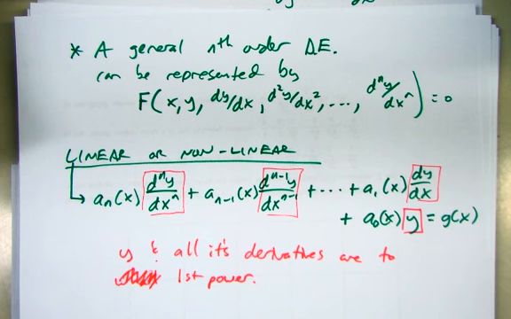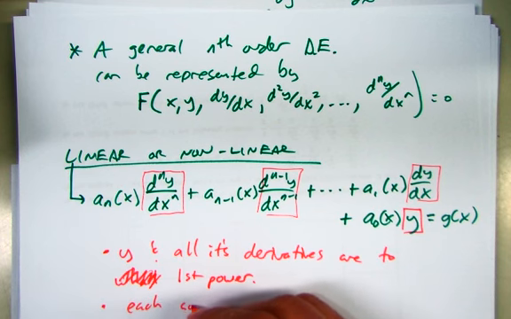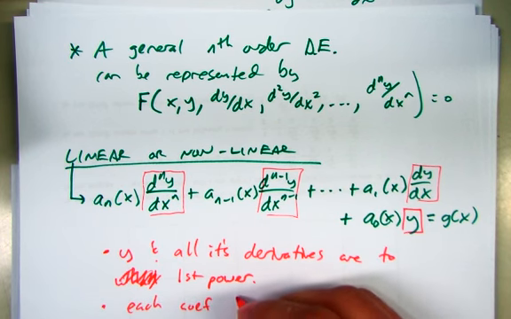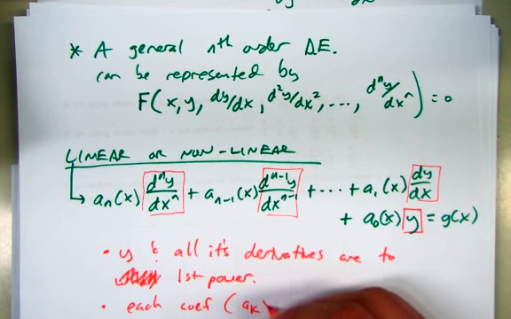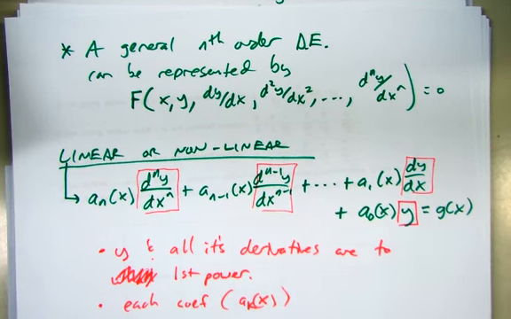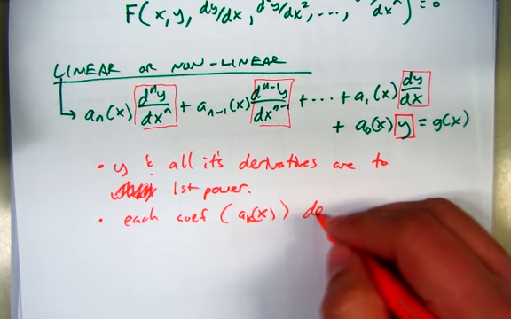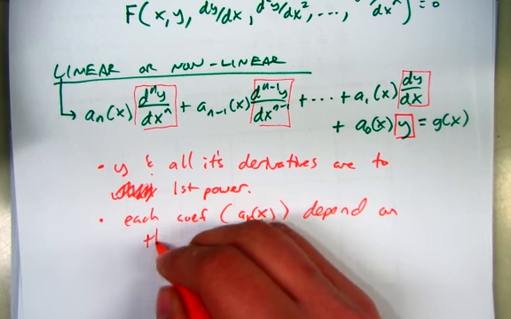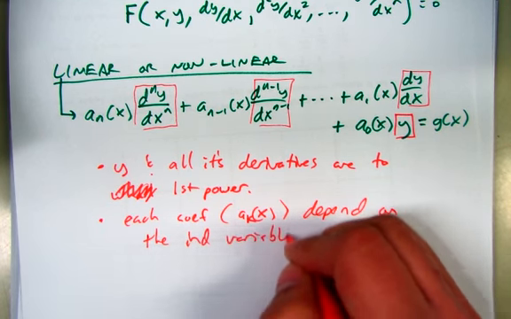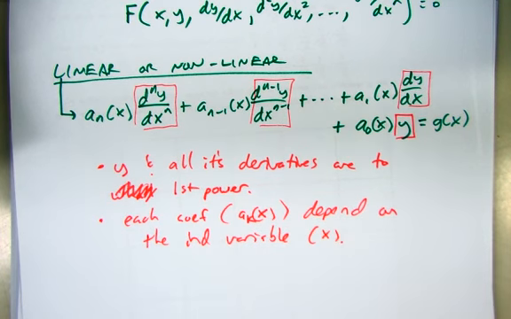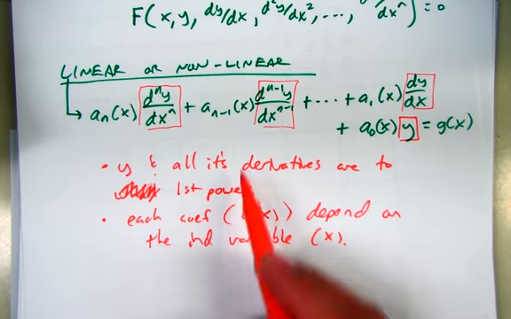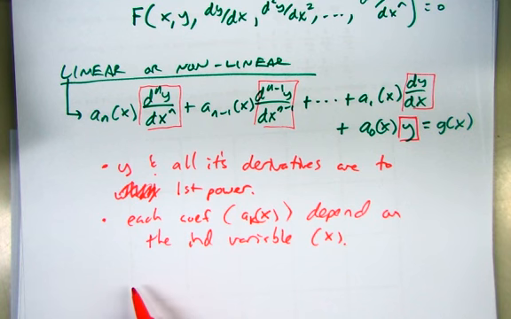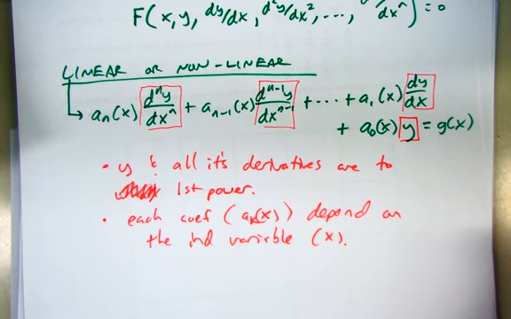The other condition for a linear differential equation is that each coefficient, so we're talking about the a sub k of x's, depend on the independent variable, which in this case is x. Okay, if it doesn't meet these conditions, then we say it's nonlinear. Has to be both of them? Yes.